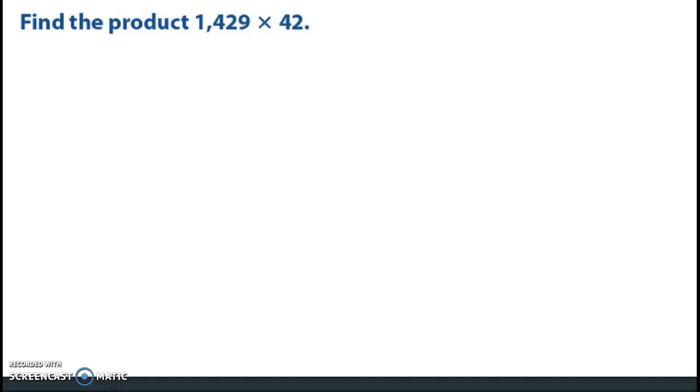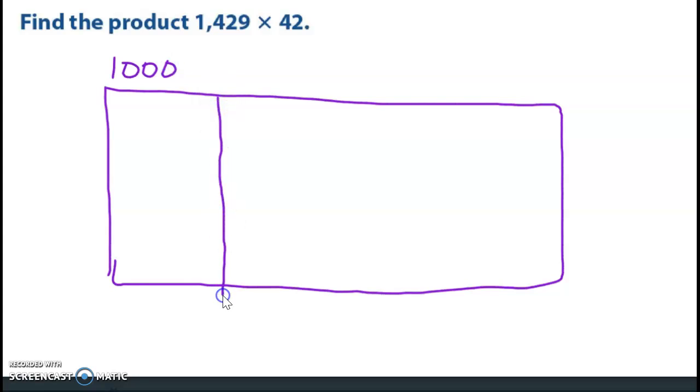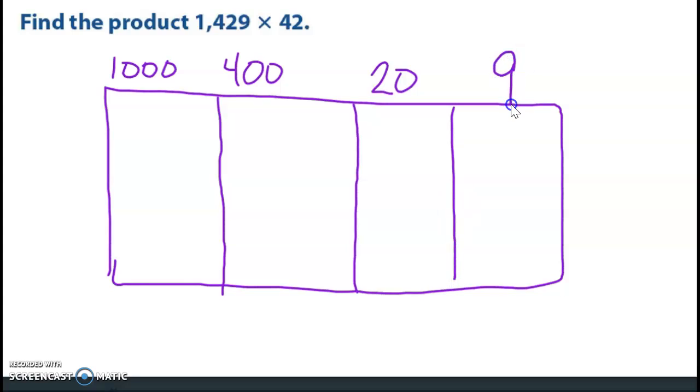Area model. Area requires us to draw a rectangle. So I'm going to go ahead and draw a rectangle. And then I'm going to use expanded form to multiply my number. So let's break apart our first number. We have 1,000. Then we have 400. And then we have 20. And then we have 9. So we're going to multiply using those numbers.